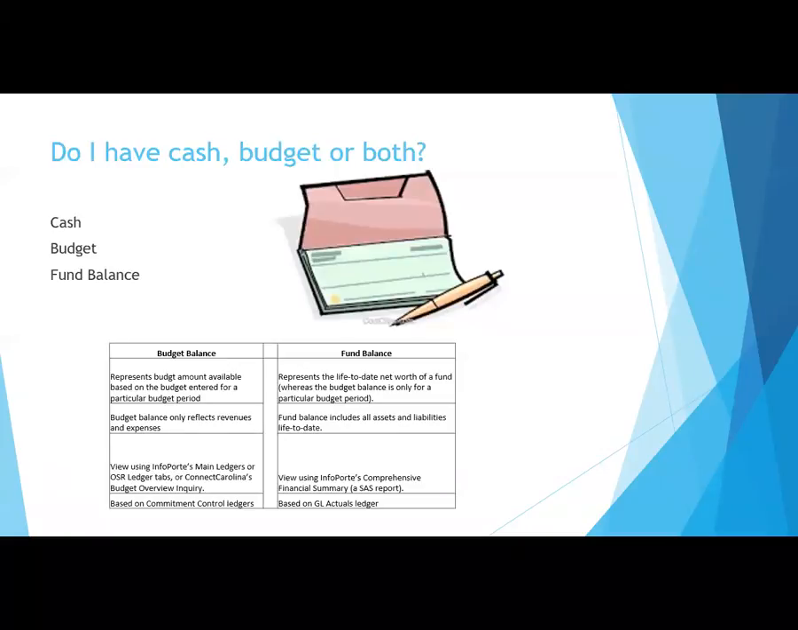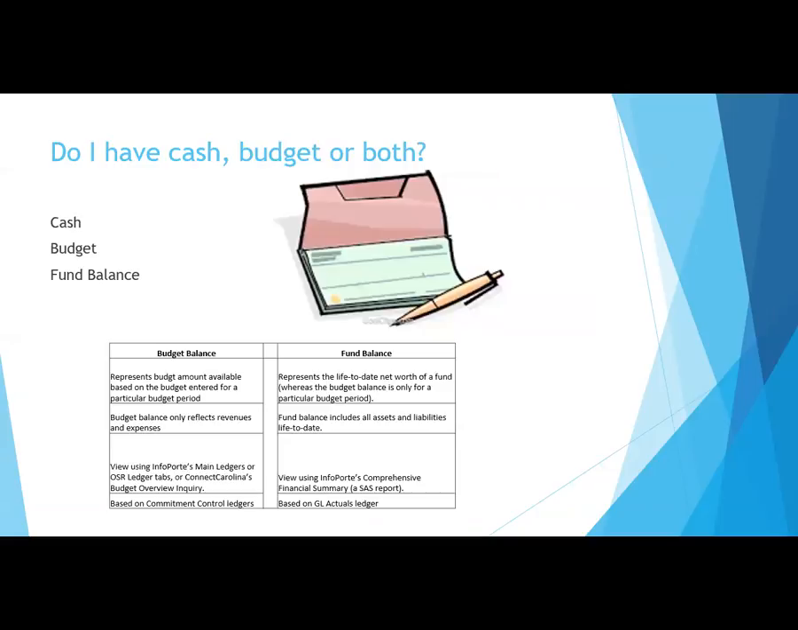So do I have cash, budget, or both? And I'll be really, really quick on this. Generally speaking, if your unit owns the trust fund, then you have cash, okay? And these slides will be available to you, just so you know that you'll have these. So if your trust fund is owned by your school or your area, then you will own the cash, okay?